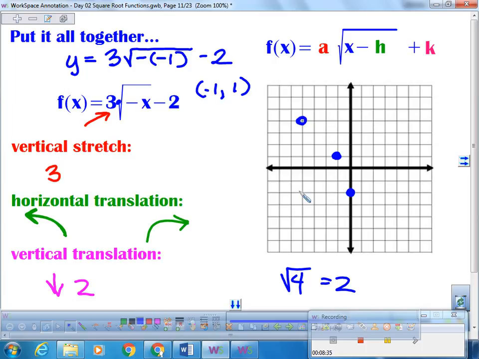Okay? So I'm going to substitute in -4, and I get 3 times the square root of -4 minus 2. And negative times negative is positive. So 4, the square root of 4 is 2. 2 times 3 is 6. 6 minus 2 is 4. Are we correct? 1, 2, 3, 4. We are correct. Okay? Teachable moment there. So it should look like that.